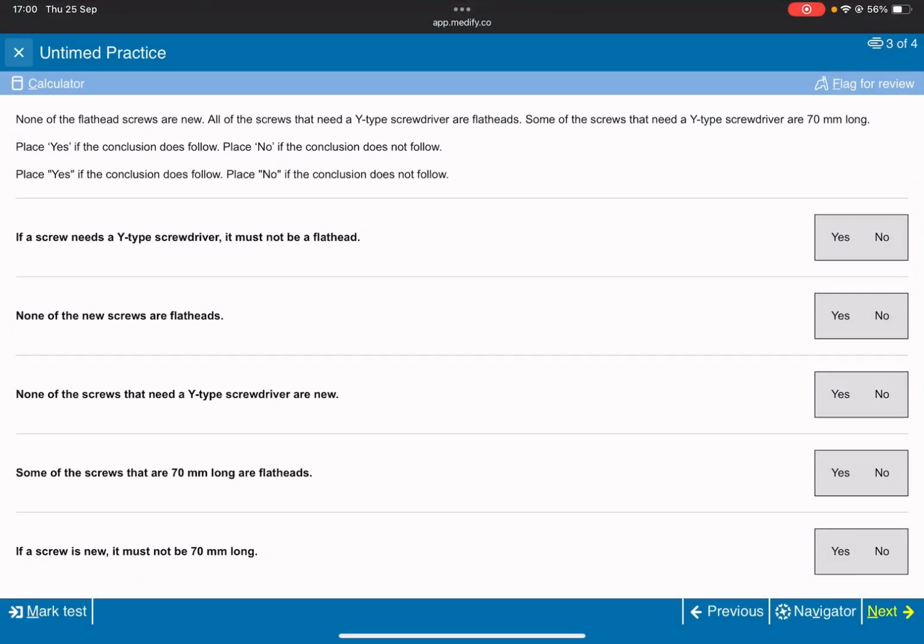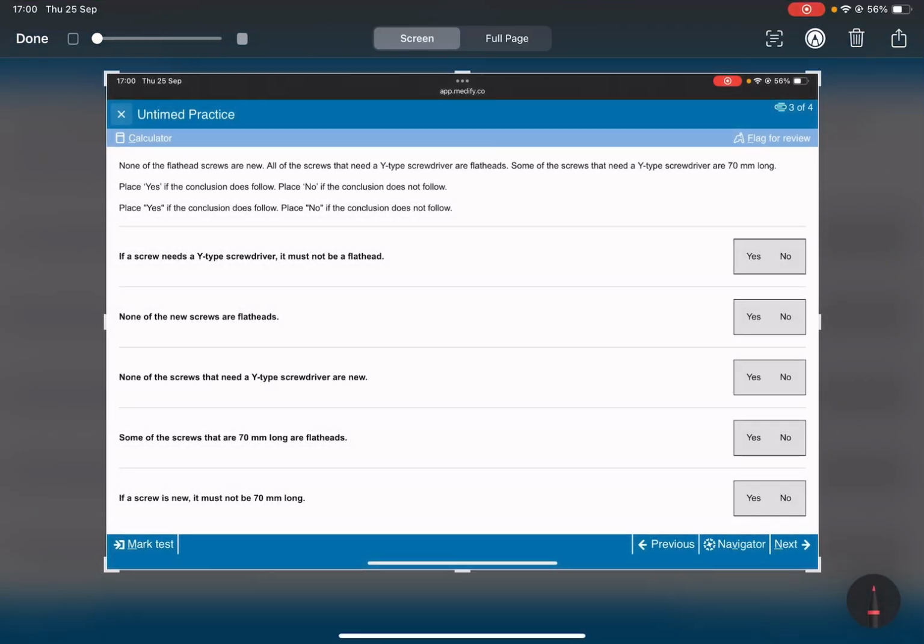Okay, let's keep going. None of the flathead screws are new. So flathead screws, none of them are new. All the screws that need a Y-type screwdriver are flatheads. Some of the screws that need a Y-type are 70 mm long.